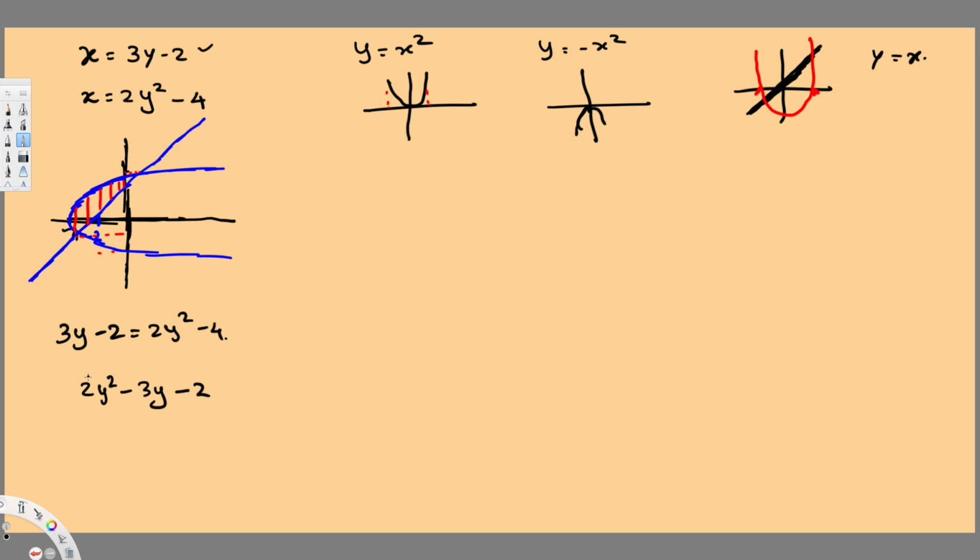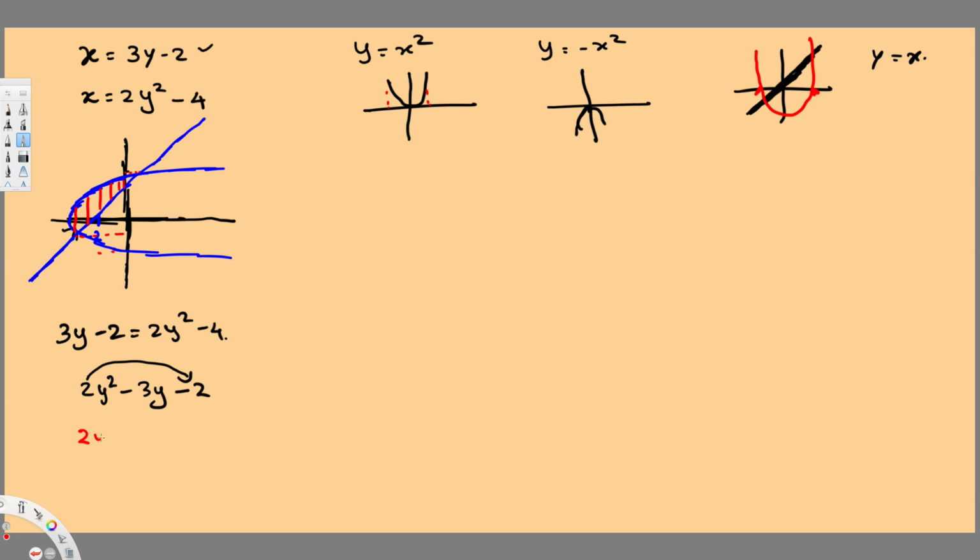Now if we multiply this value by this one, it's going to be negative 4. So we have to find values that multiply to negative 4 and add to negative 3. So let's figure it out. Minus 4 plus 1 will work.